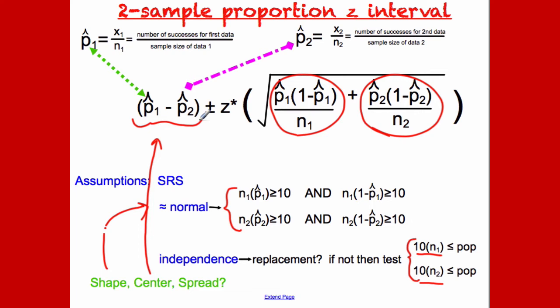And what about the spread? What was the spread before? Anybody remember? Not the margin of error, but the standard error. That part right there is your spread. The standard error part, not including the z-star.